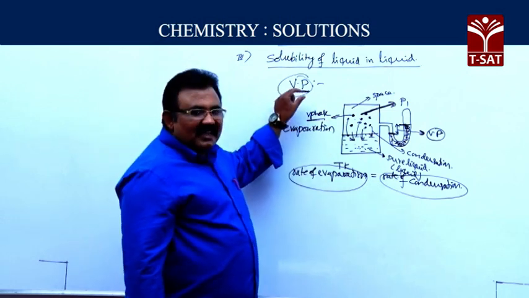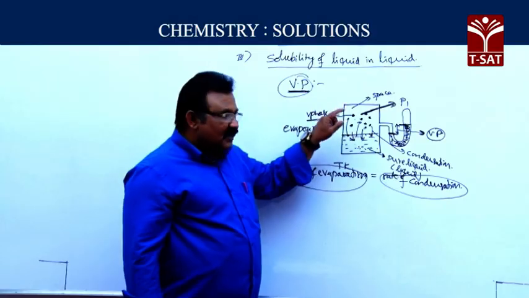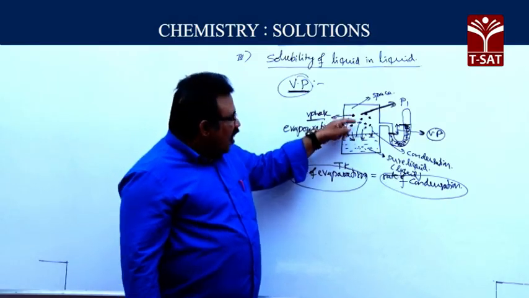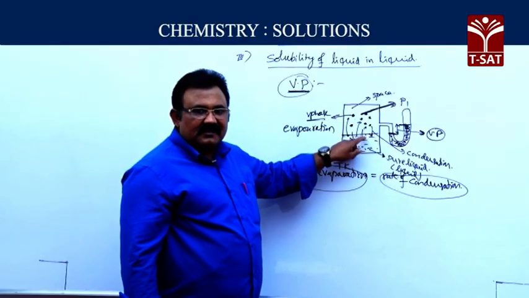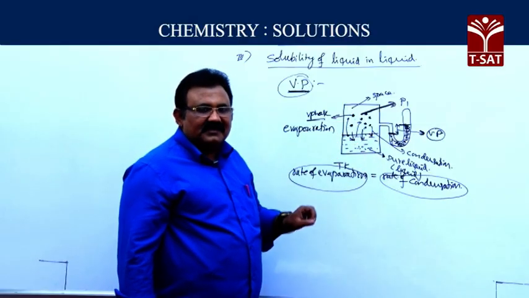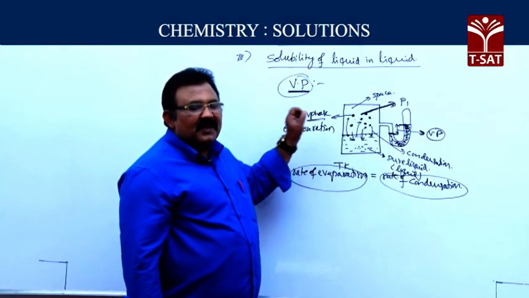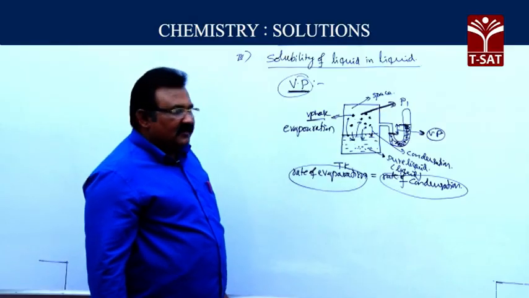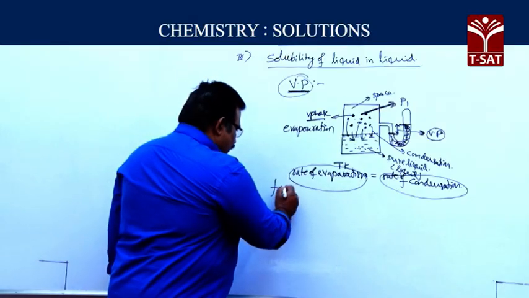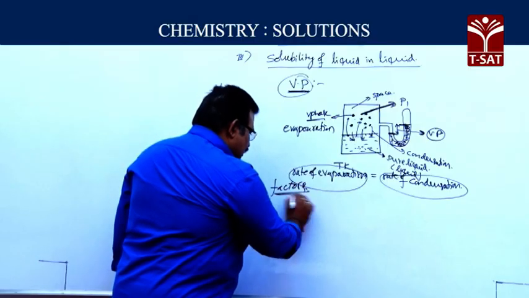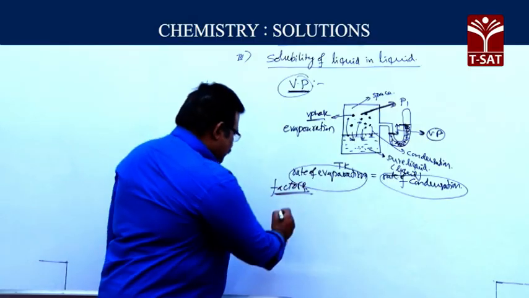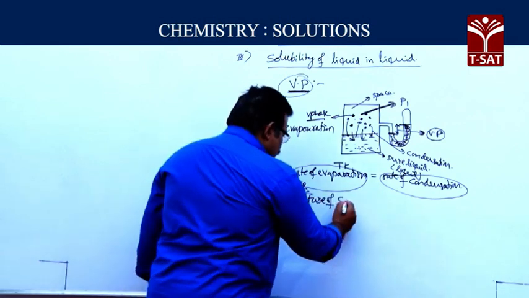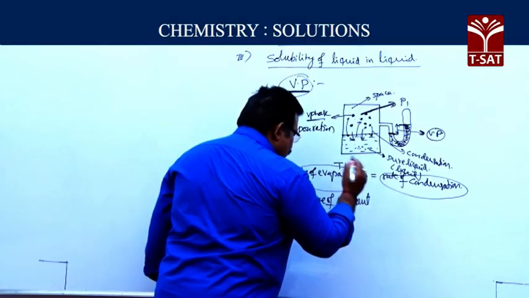So, is it clear? What is vapor pressure? The pressure exerted by vapor on its own liquid surface at a given temperature is known as vapor pressure. On what factors does this vapor pressure depend? Number one, nature of solvent.